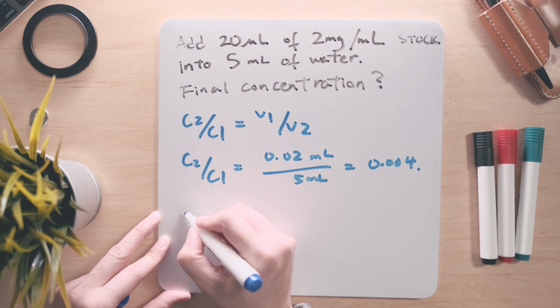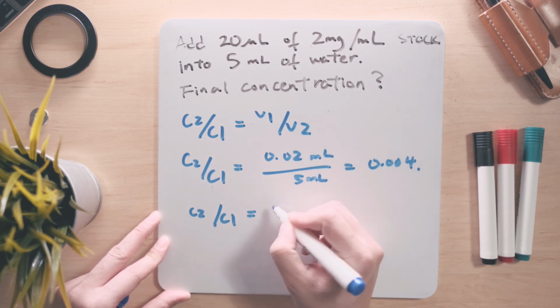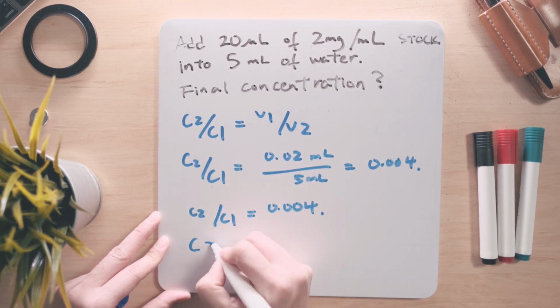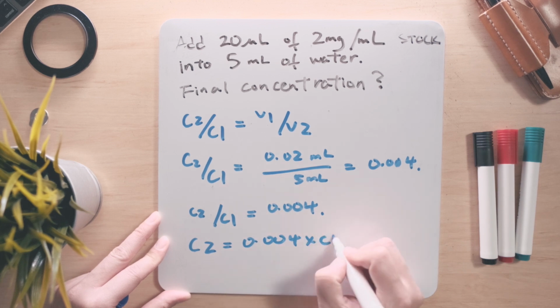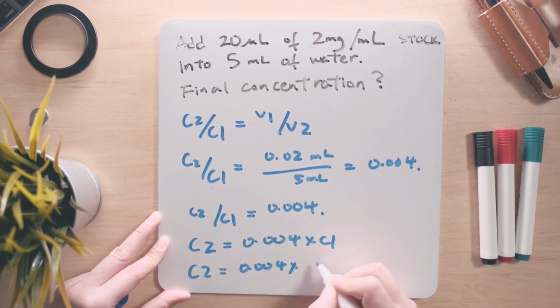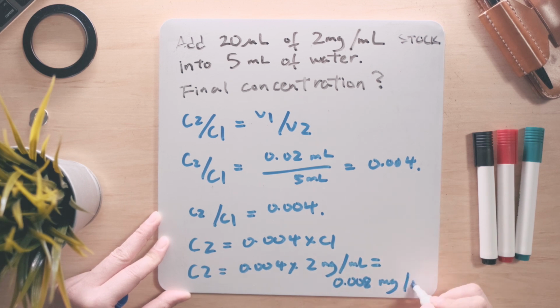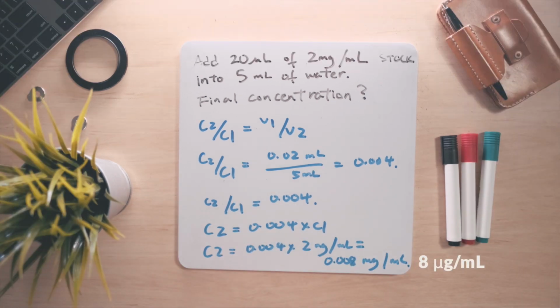Step 2, we multiply the dilution factor by the original concentration. The dilution factor is 0.004 from the previous step, and we multiply by 2 milligrams per milliliter. The answer is 0.008 milligrams per ml, which we can multiply by 1000 to express as 8 micrograms per milliliter.